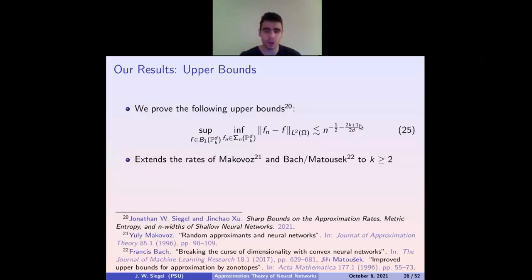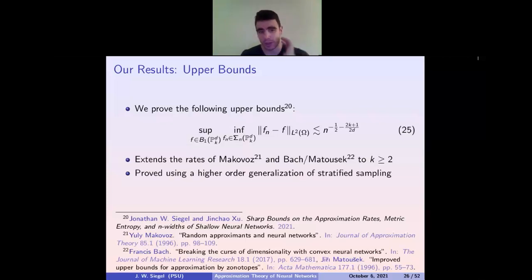So the improvement beyond n to the minus 1/2 you get is minus (2k+1) over 2d. You can see that if k is equal to 0, this corresponds to the Heaviside, and you get exactly the result of Makovoz, minus 1 over 2d. If k is equal to 1, this corresponds to ReLU, and you get exactly this Bach-Matousek result, minus 3 over 2d. But what we essentially did is extend this to all k greater than or equal to 2. So this is the improvement that you get.